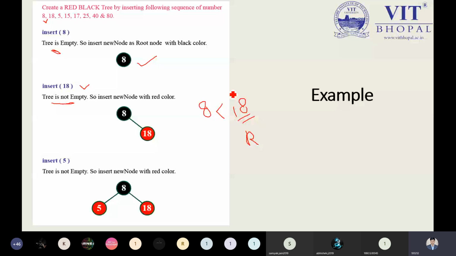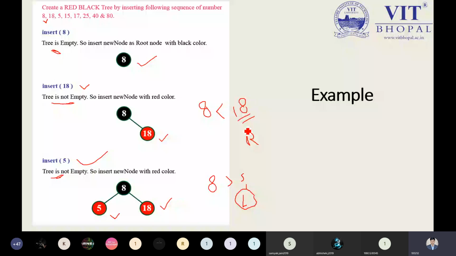Now the tree is again not empty. I'm trying to insert 5. Definitely 5 will come to the left side, because 8 is greater than 5, as per the properties of the binary search tree. Now please keep in mind the important terms. Again we need to follow the properties of the red black tree. While inserting a new node, the newly inserted node must be colorized red. So 18 is red, and 5 is also red.